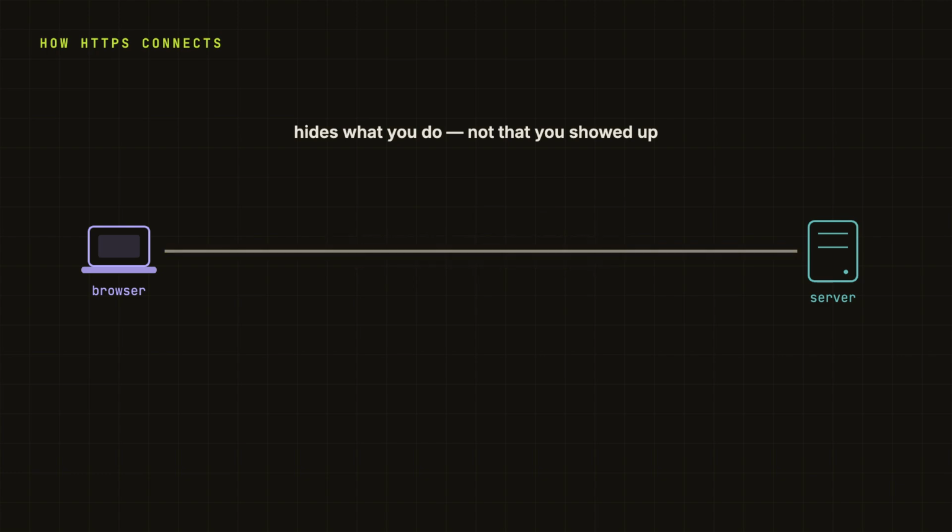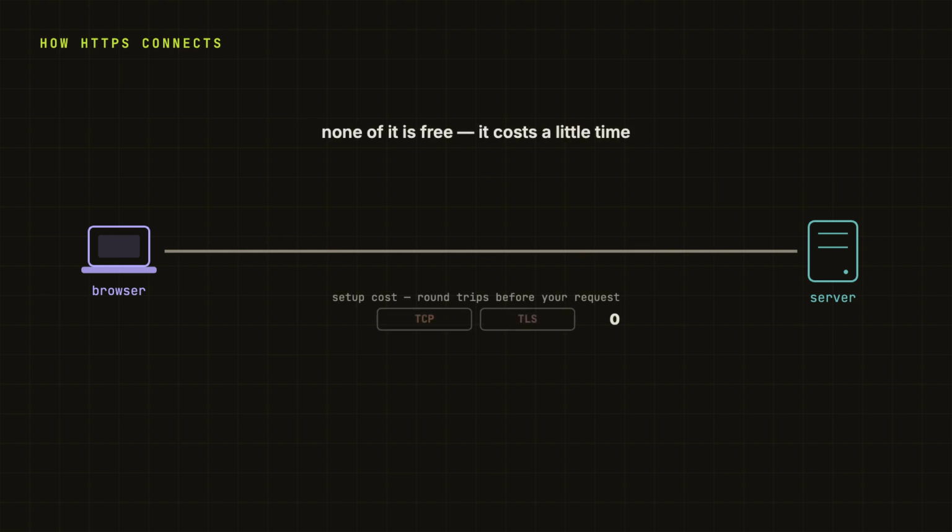And none of this is free. It costs a little time. The TCP handshake is one round trip over and back. The TLS setup in modern TLS 1.3 is basically one more. So before your real request even goes, you have spent about two round trips just setting up, which sounds like a lot. But two things.